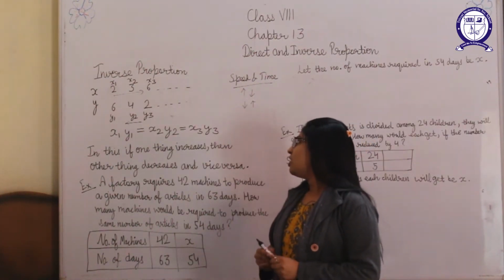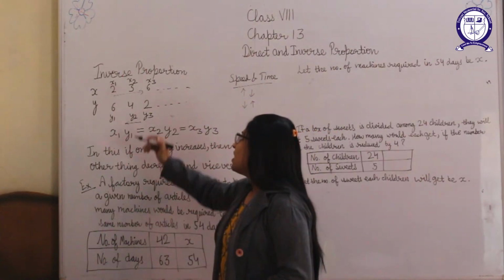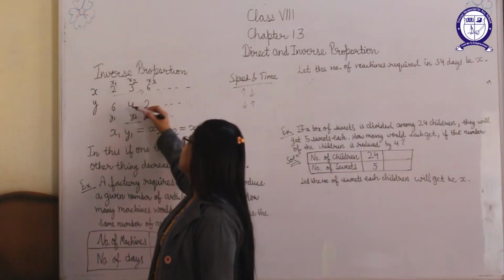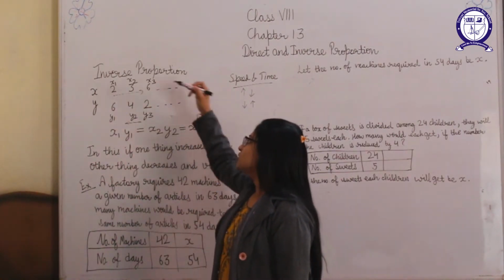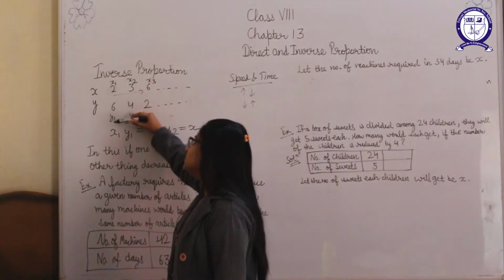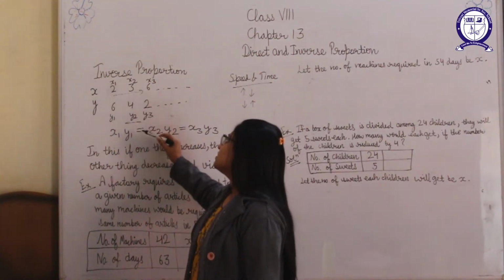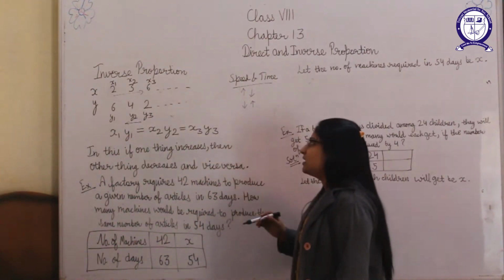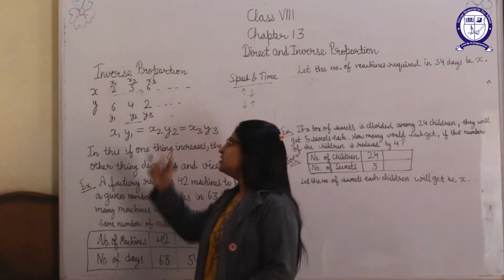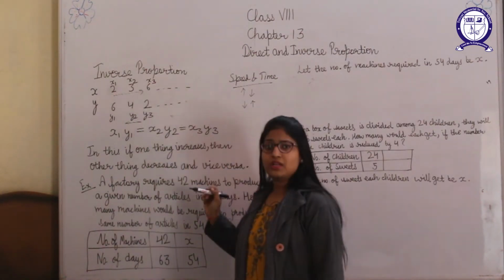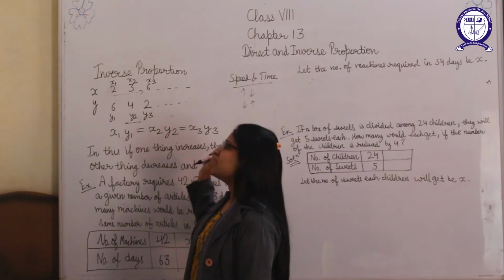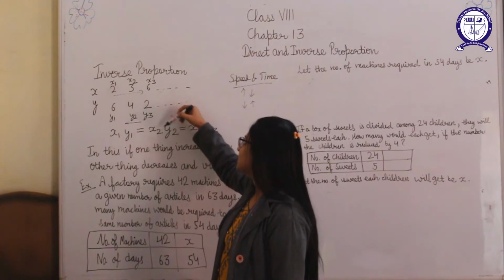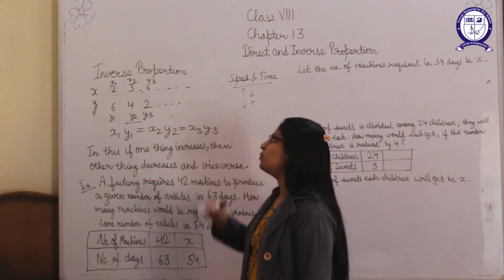Now, how to solve this? Here I am supposing them as x1, x2, x3 and so on, and here these are y1, y2, y3 and so on. So when we multiply x1 and y1, the answer will be equal to x2 multiplied by y2, x3 multiplied by y3, right? In direct proportion their division was equal, but here their multiplication is equal. x1 multiplied by y1 equals x2 multiplied by y2 equals x3 multiplied by y3.